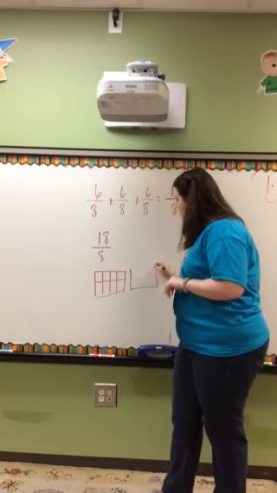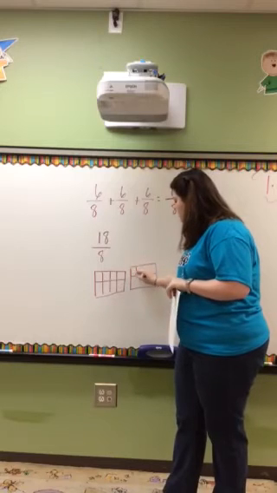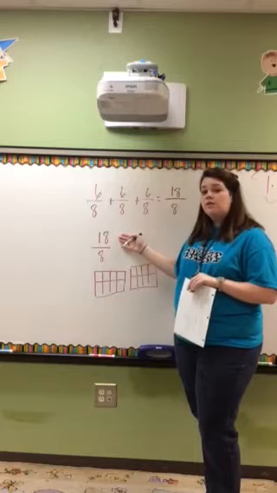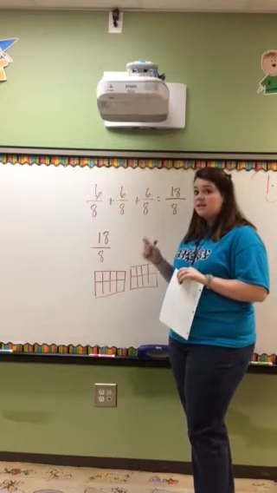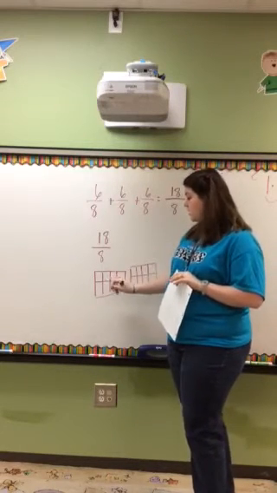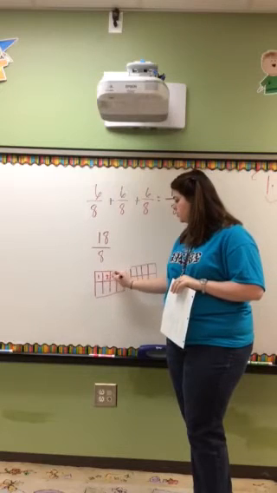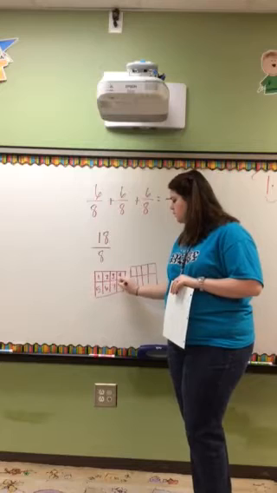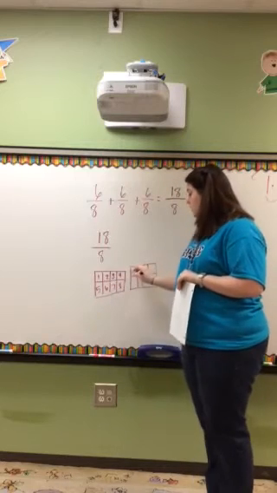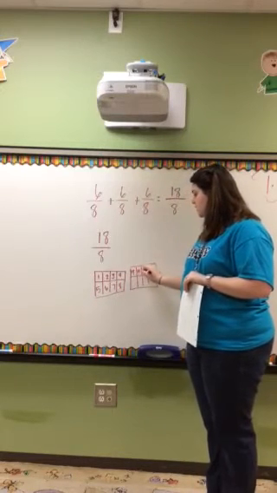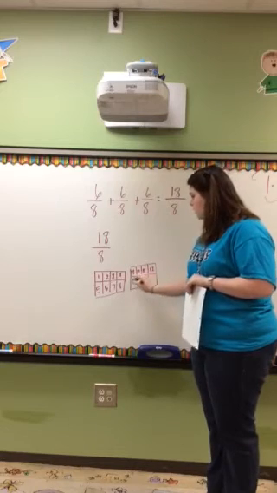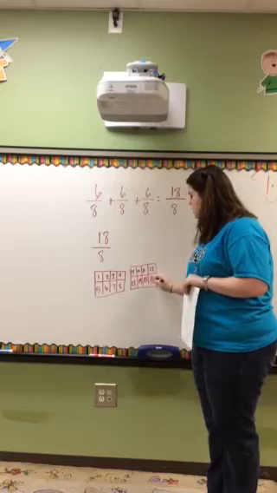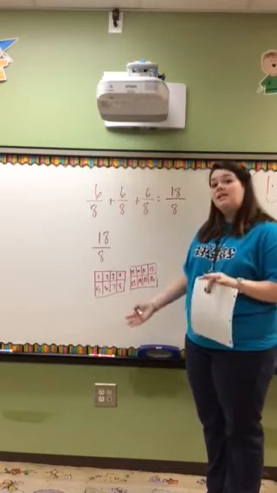I have another whole that needs to be split into 8s because I need to represent a total of 18/8. 18 pieces of 1/8. So here's 1, 2, 3, 4, 5, 6, 7, 8. Here's 9, 10, 11, 12, 13, 14, 15, 16, but I have to keep going.